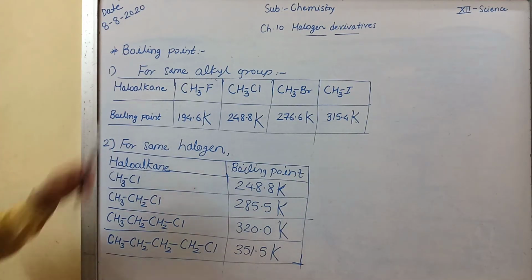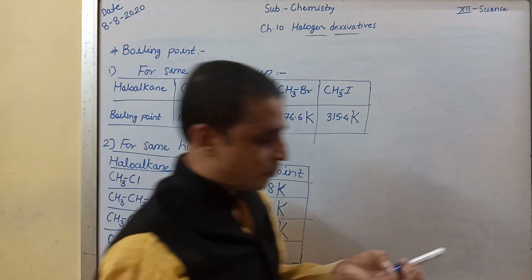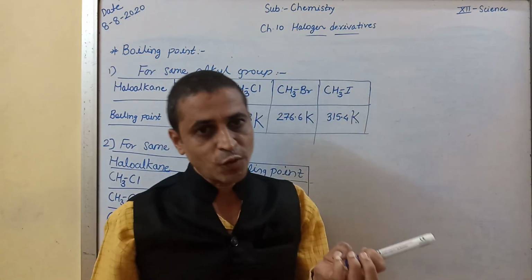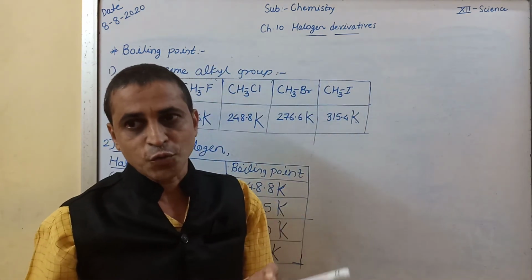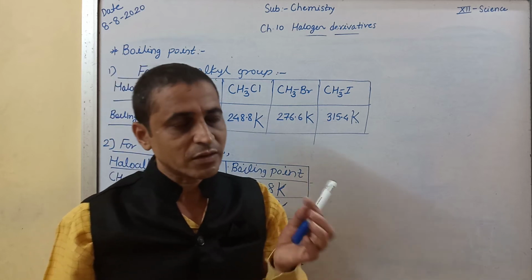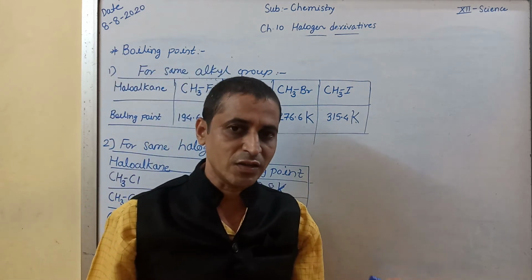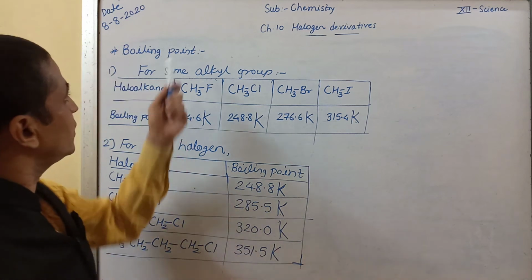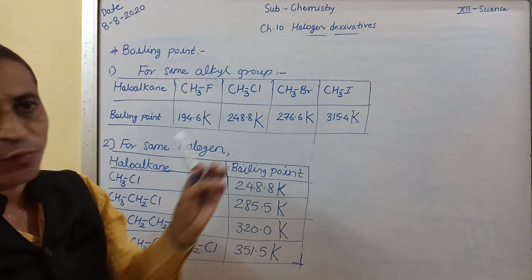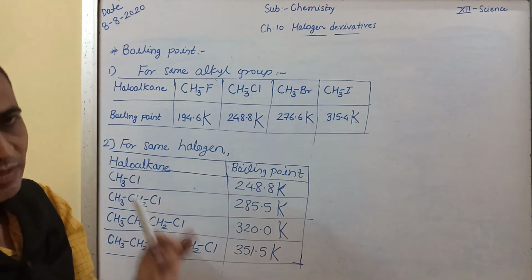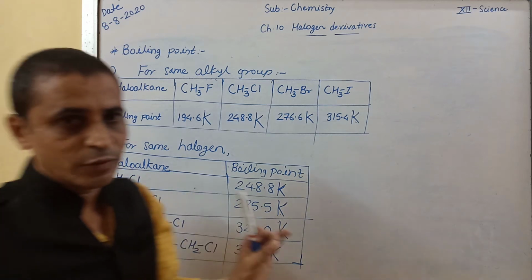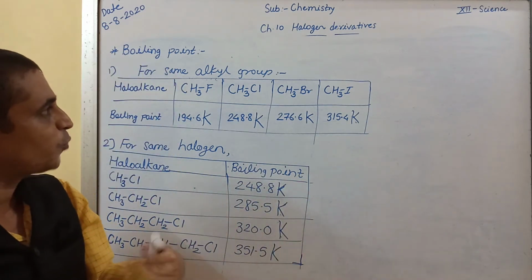Now come to boiling point. You know that boiling point is the temperature at which the vapor pressure of a liquid becomes equal to the atmospheric pressure. That definition we have already studied in 11th standard. But generally, if you consider water, the boiling point of water is 100 degrees Celsius. In Kelvin, it is 373 Kelvin. Means at 373 Kelvin, water boils.